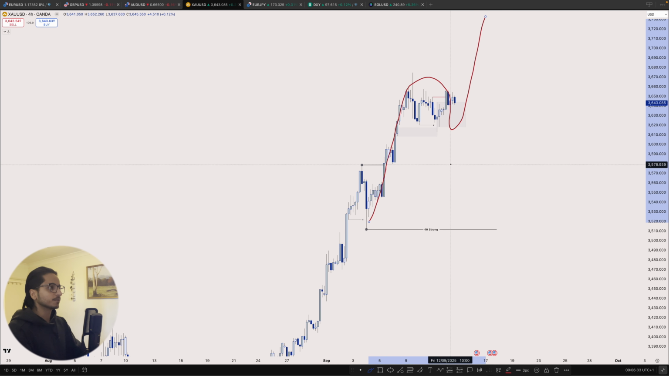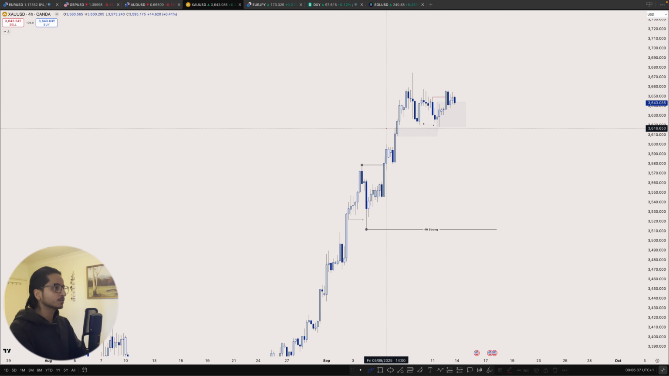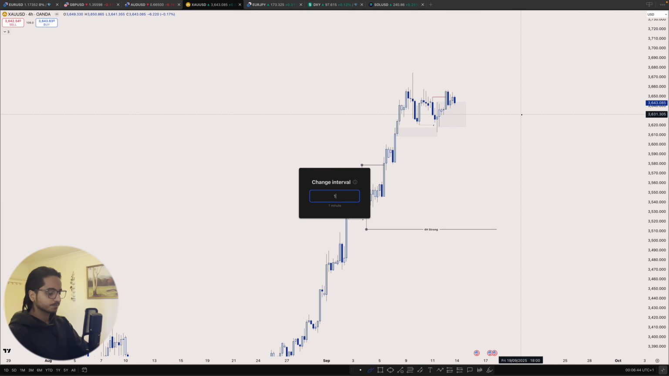For now, I'm just saying this is an internal pullback. From here, because we have completed its objective after mitigating this weak demand, sweeping liquidities, and getting this order flow shift, this demand is in control. We have a weak target, nothing else. No need to think crazy.